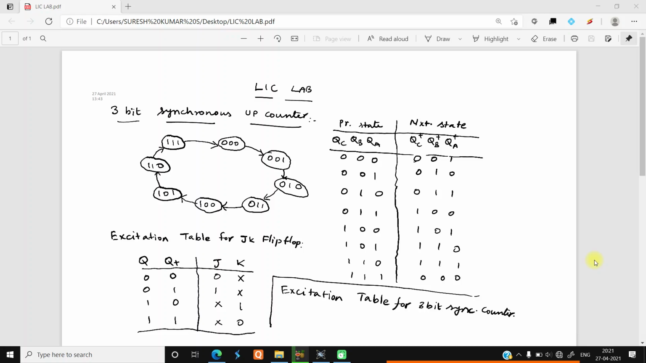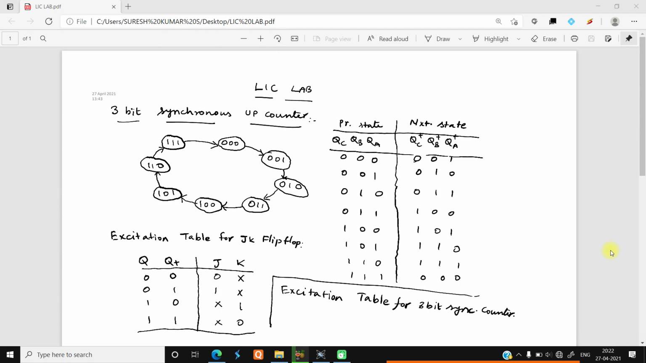In this video, we are going to see an experiment in the LIC laboratory: a 3-bit synchronous up counter. Counters are classified into synchronous and asynchronous counters.